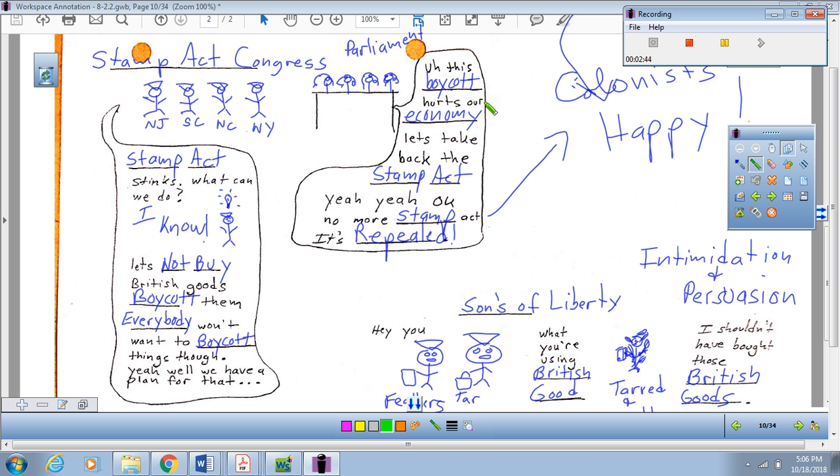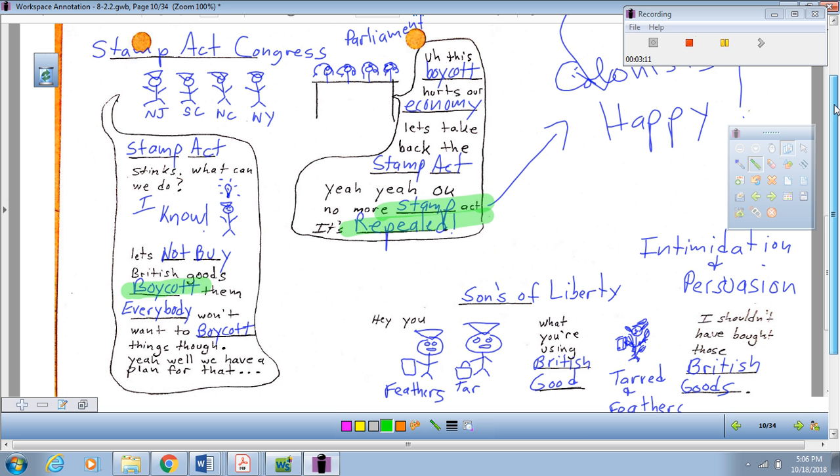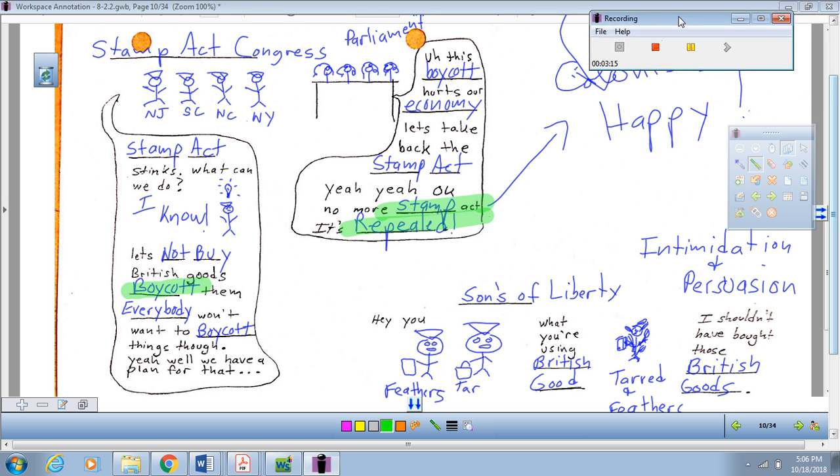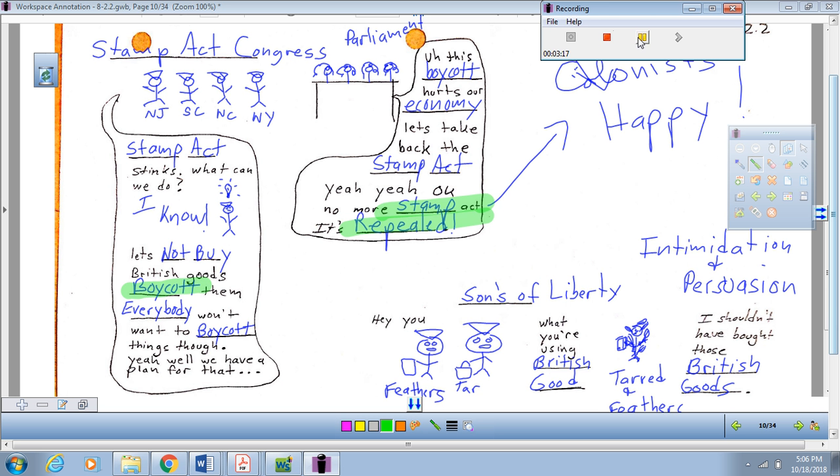Now, the main tactic by which the colonists fought the taxes was the boycott. The boycott, which would hurt the British economy because the colonies would not buy their products, would eventually cause the Stamp Act to be repealed. So the colonists start to not buy British products, which is a type of economic, more or less, warfare. So the Stamp Act eventually was repealed.